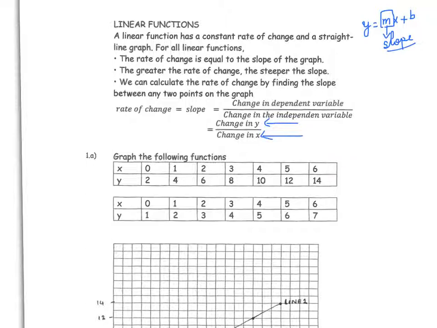This we learned in algebra. Now, that is the same as saying the change in the dependent variable over the change in the independent variable. So it's the rate of change of the dependent variable per 1 unit of the independent variable. And that's the reason why slope is called the rate of change. Let's look at the first problem.